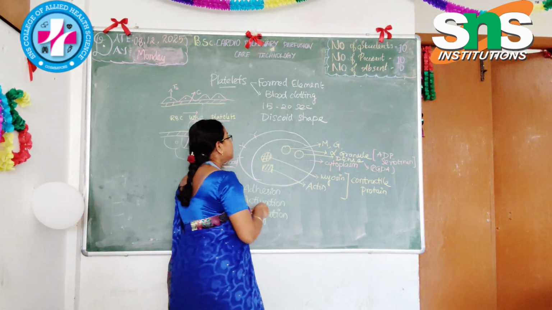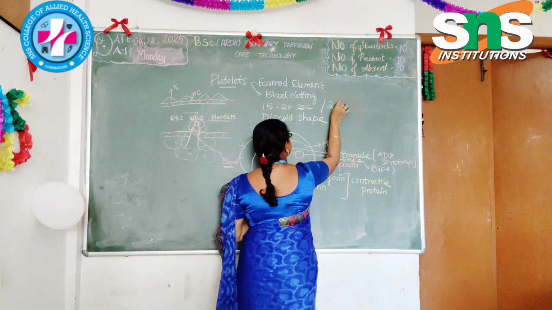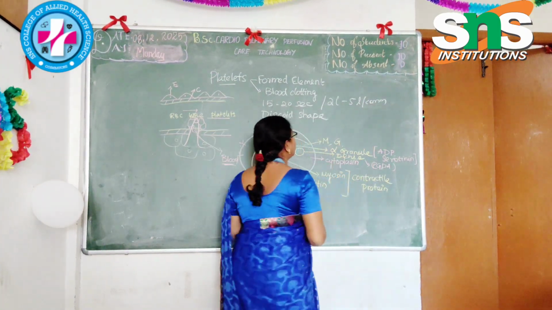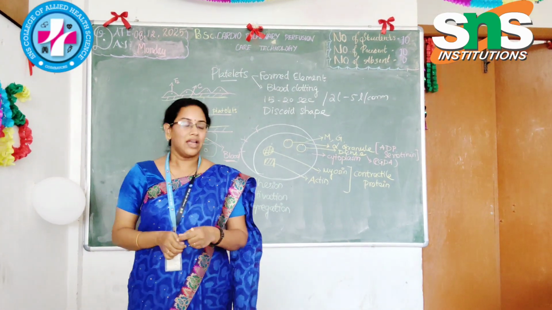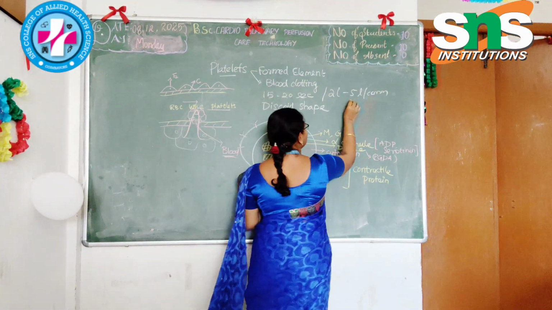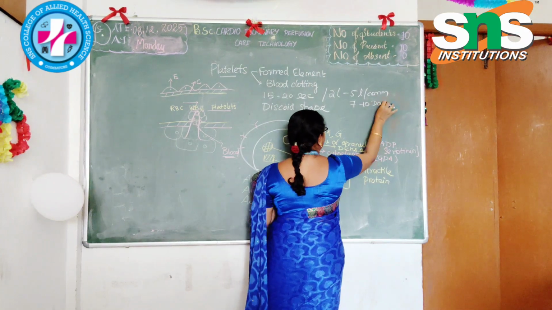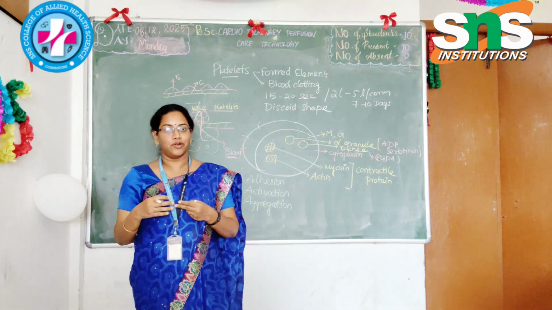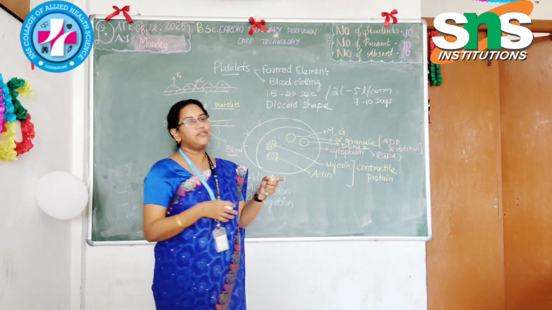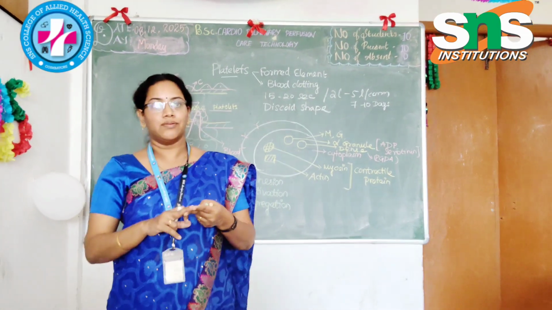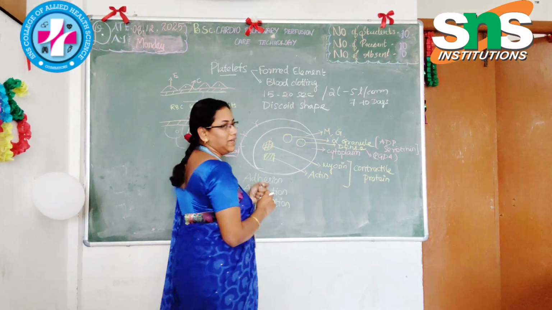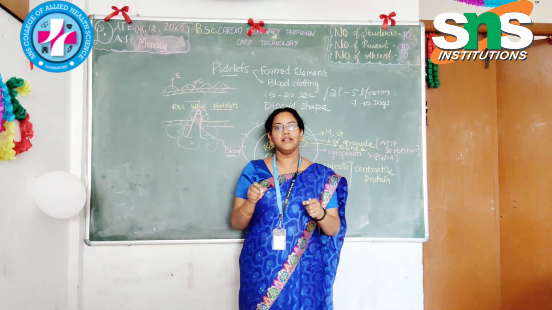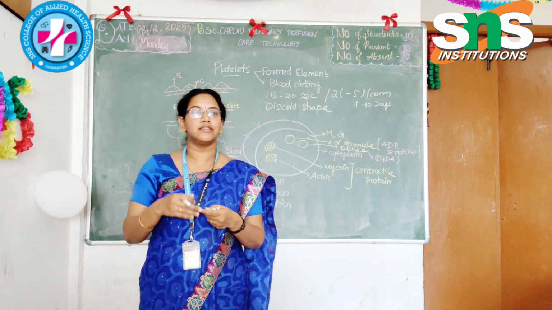The normal platelet count in your body is 2 lakhs to 5 lakhs per cubic millimeter. This many platelets will be present in your body. The lifespan of platelets is about 7 to 8 days. In 7 to 10 days, the platelets will start decreasing and new platelets will be produced. Platelets are produced mainly in the liver and the bone marrow. The liver and bone marrow help in the production of platelets. And they will be destroyed in the spleen. In the spleen, the platelets will be destroyed after 10 days and new platelets will be produced.